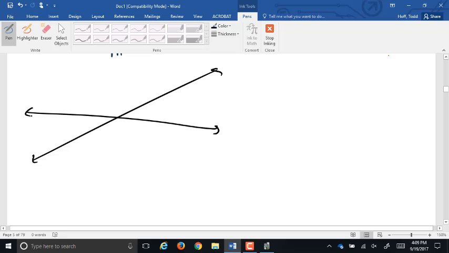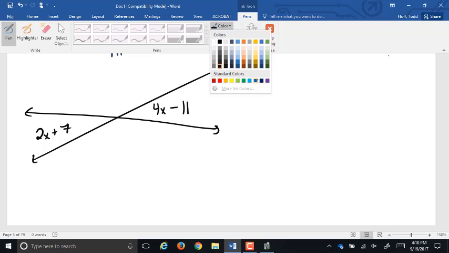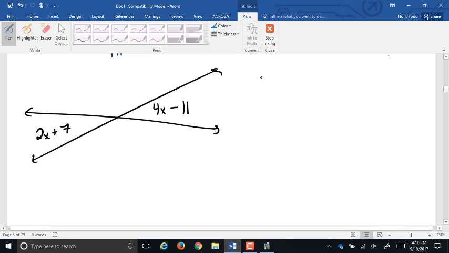So if I have a pair of angles like this, or a pair of lines that intersect like this, and I tell you that this angle over here is 2x plus 7, and this angle over here is 4x minus 11, and I ask you to find the angles.